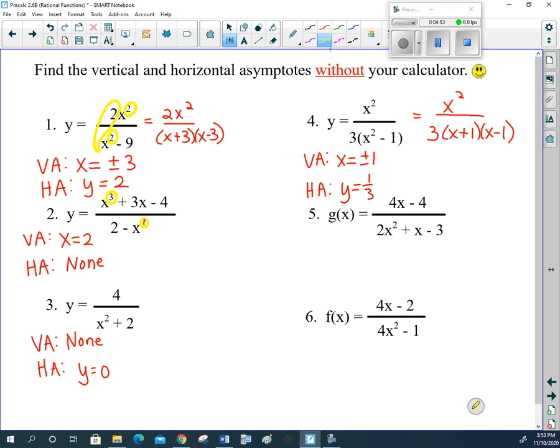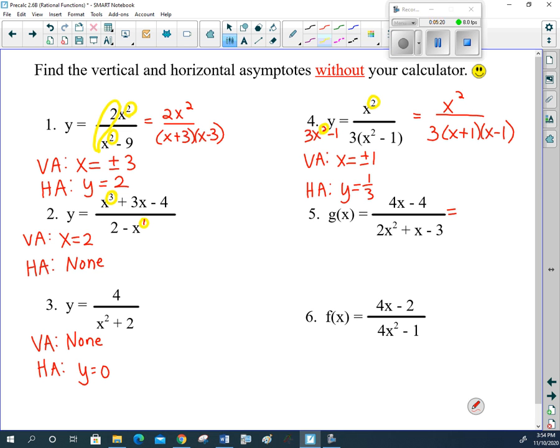Okay, how did I get that? Well, looking right here, this degree is a 2, and this one, if you were to multiply that out with the distributive property instead of factoring, I would end up on the denominator with 3x squared minus 1. So that's a degree 2. So remember, the horizontal asymptote is the ratio of the leading coefficients, so that would be 1 over 3.